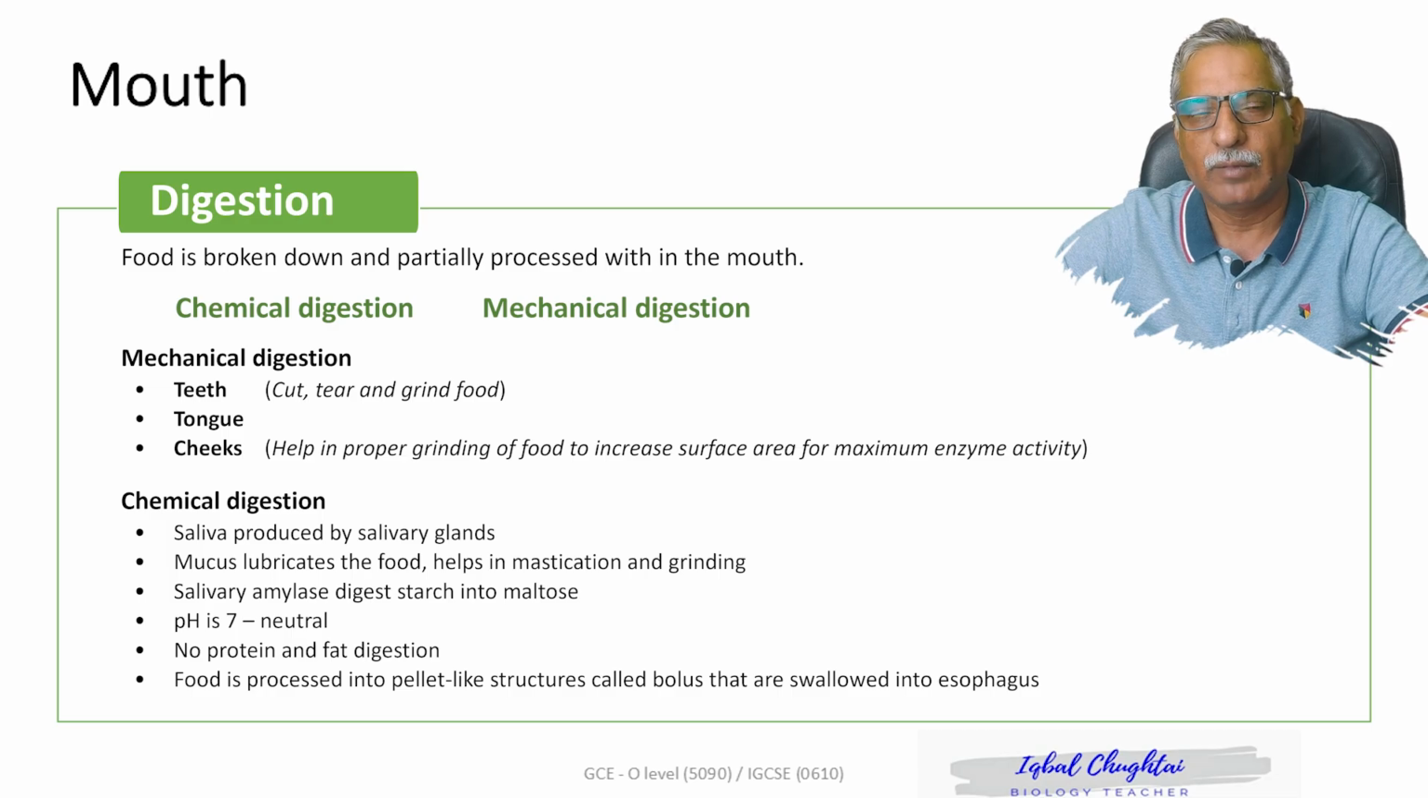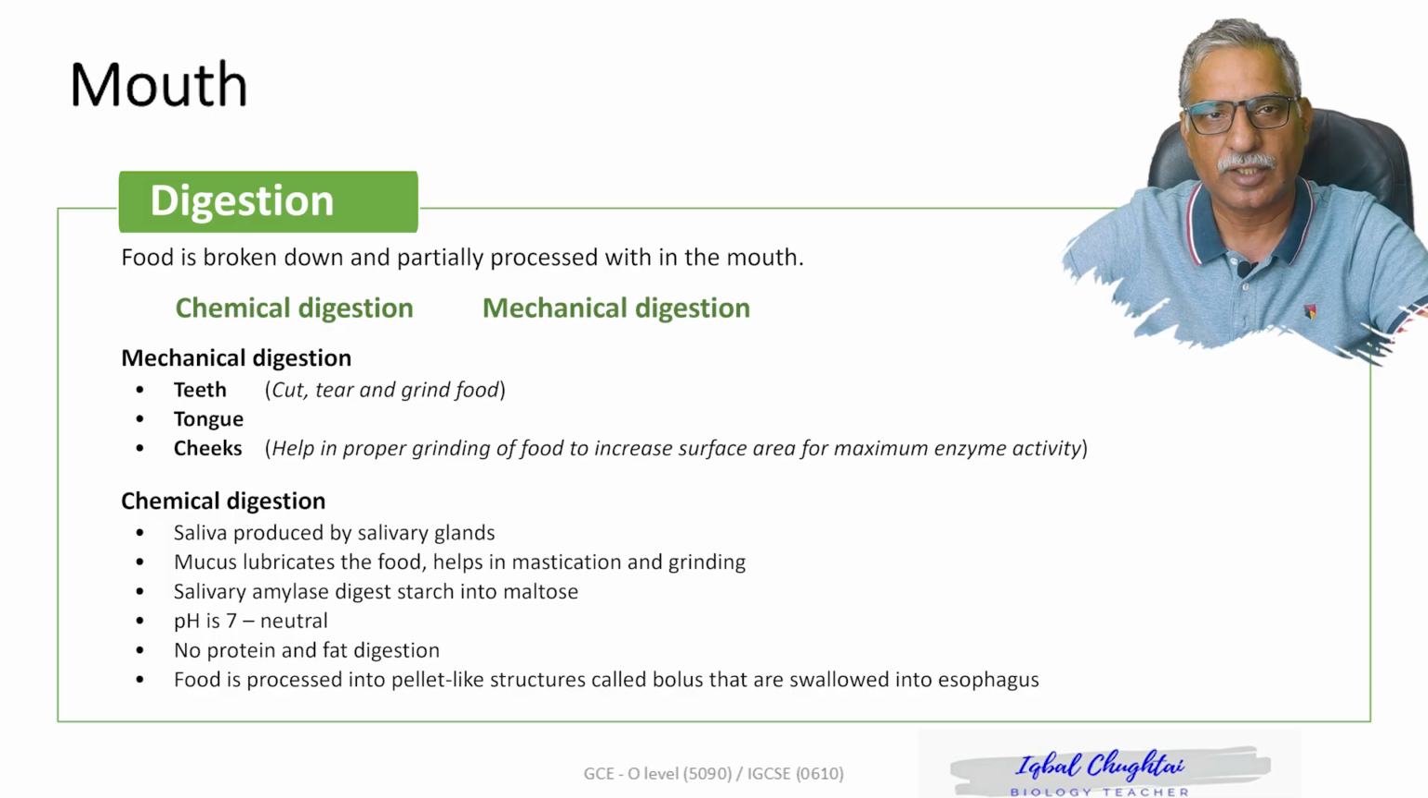Remember one thing, in the mouth only starch digestion takes place. No protein and no fat digestion takes place in the mouth. Why? Because in the mouth only salivary amylase is produced. No enzyme responsible for fat or protein digestion is produced, so there is no enzyme that could digest fats or proteins in the mouth. So only starch digestion takes place.